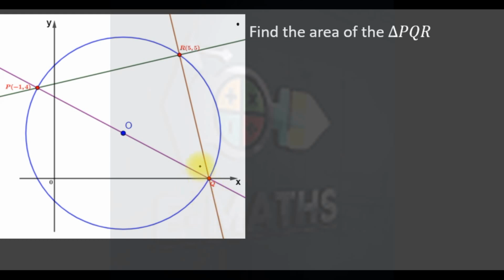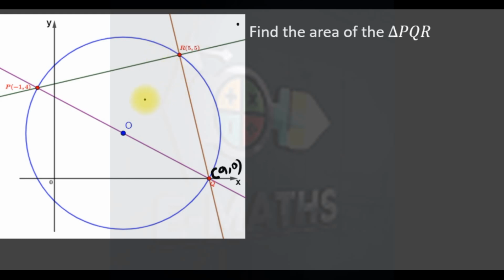So we are saying that the coordinate of Q will be (A, 0). We don't know the value of A. On the x-axis, y is always 0. So our main aim is to find A. Once we know A, we can get the area of the triangle.